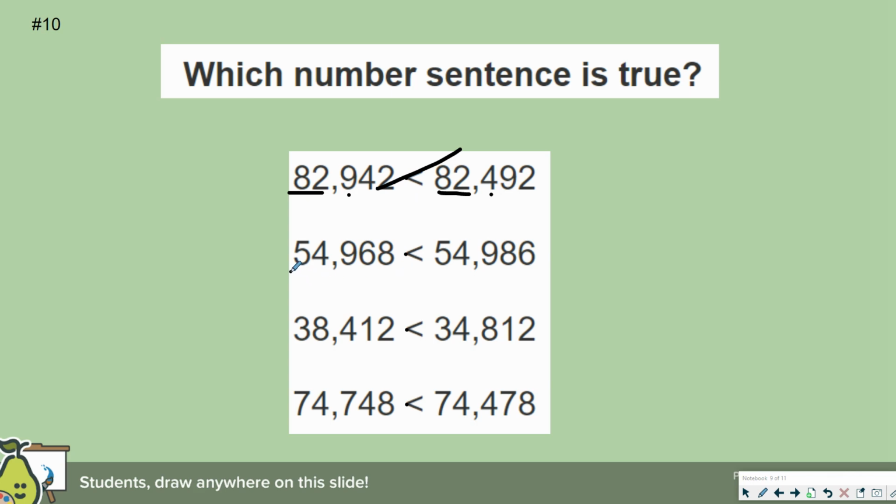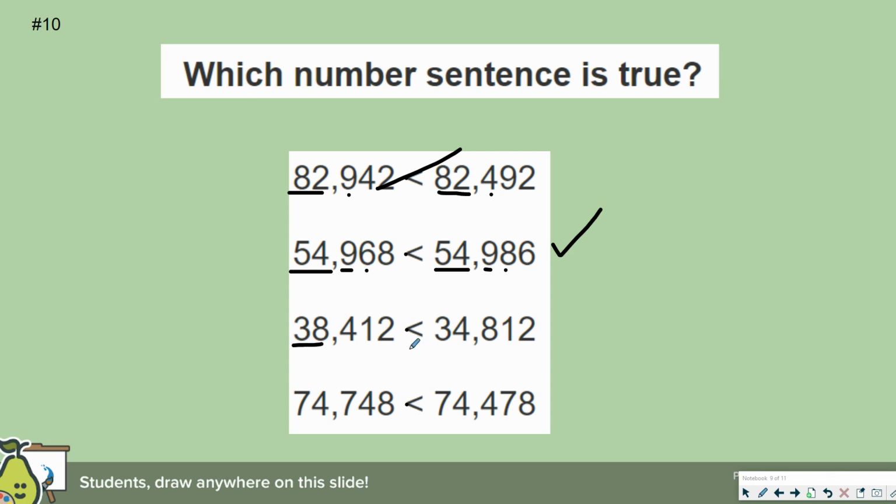Here I'm comparing my 54 and my 54. Those are the same. I've got 900 and 900 here. Those are the same. So what I'm comparing is my tens. I'm comparing the 60 to the 80. 60 is less than 80. So that one would be correct. But we're not going to stop there. Let's check our other ones.